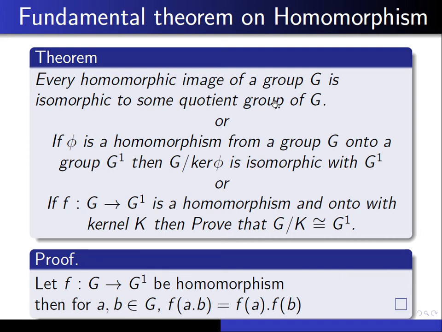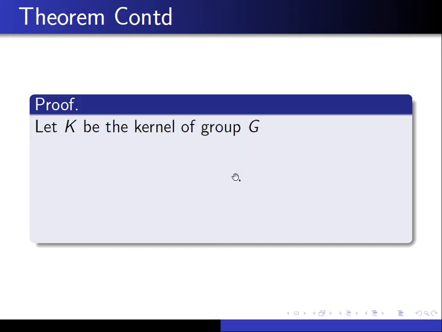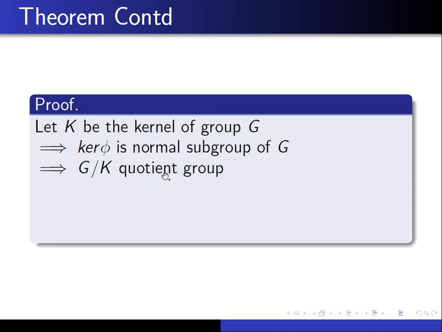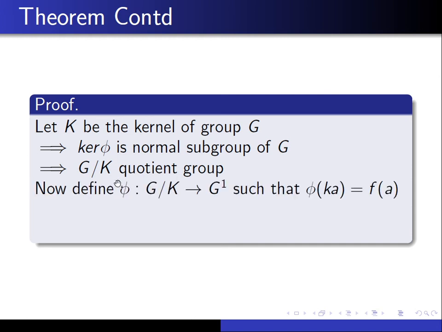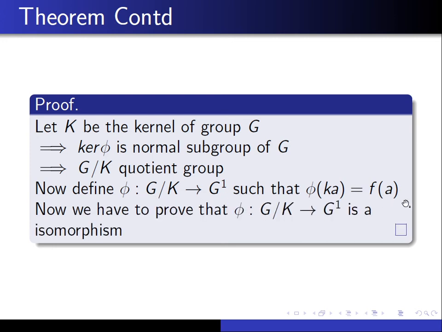So very simple, without getting confused, first of all you have to remember this statement. The key point is, if K is the kernel, then the kernel is a normal subgroup and G by K is a quotient group. Now the main point is, we have to define a function phi from G by K to G dash such that phi of Ka is equal to f of a. This is the key point you need to remember. Now we have to prove that this is an isomorphism.